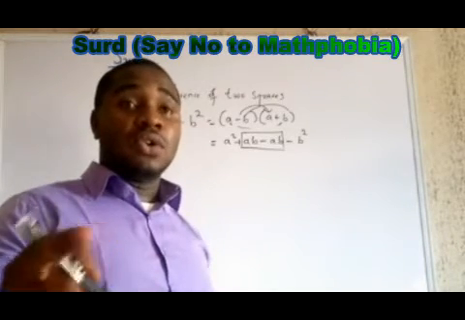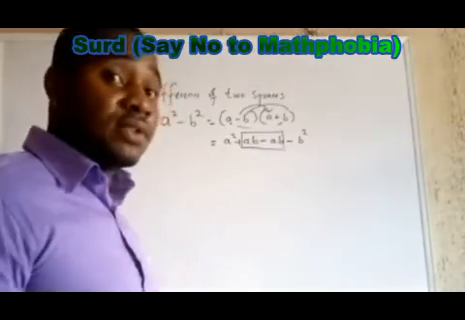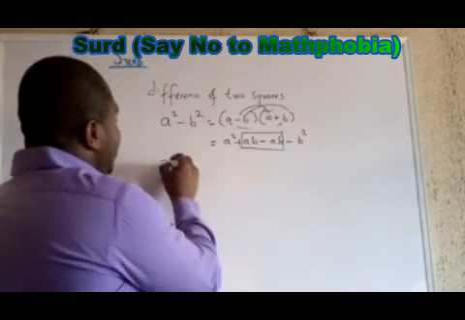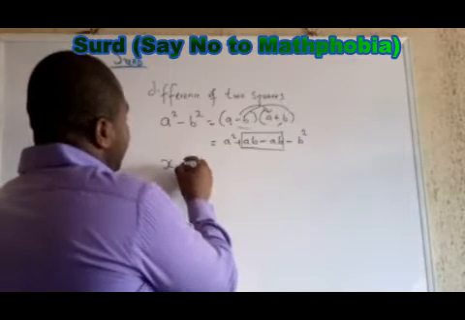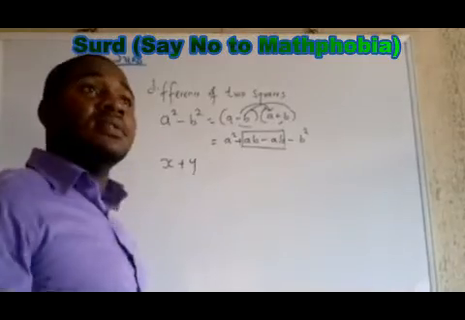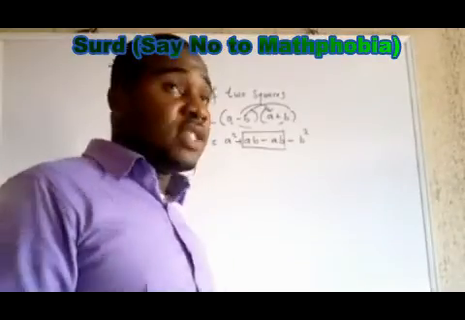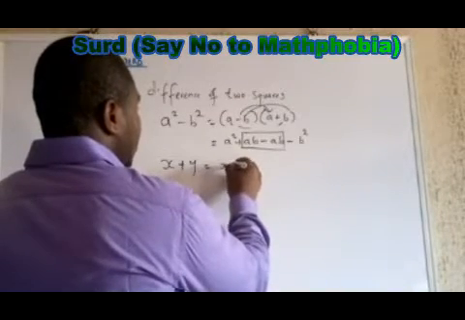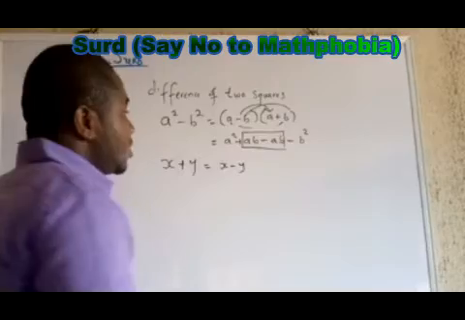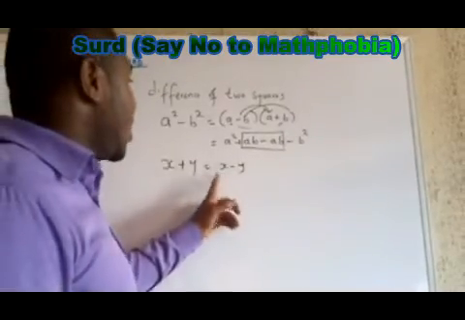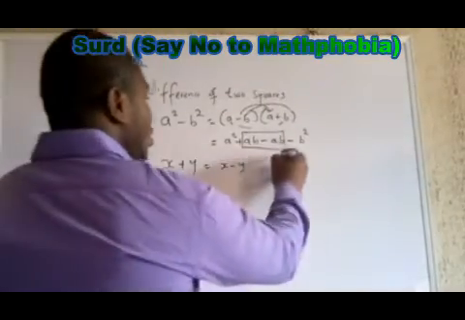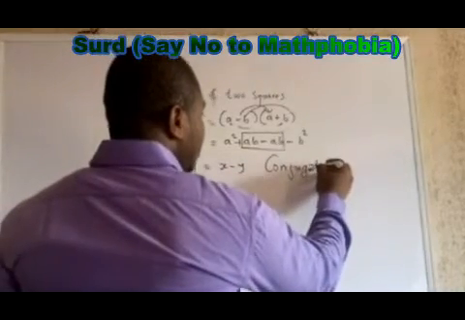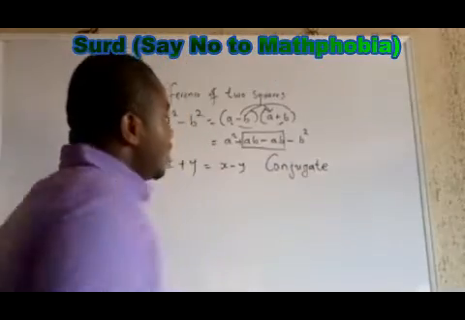Secondly, you talk about the conjugate of two numbers. Similarly, when you have x plus y, the conjugate of this is actually x minus y. Very important. Conjugate. Very, very important.